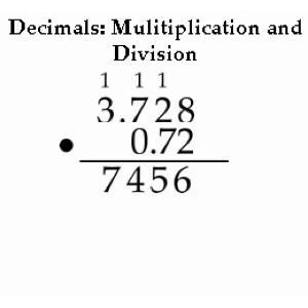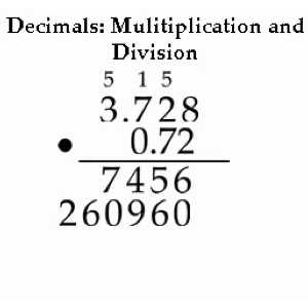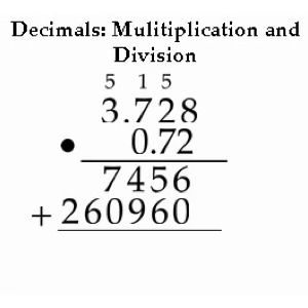The first time we take the 2 and multiply it by the entire top number, so we get 7456. Then we take the 7, do the same thing, multiply it by the top, bring down the 0 to begin with, 260960, and then we add, and we get 268416.